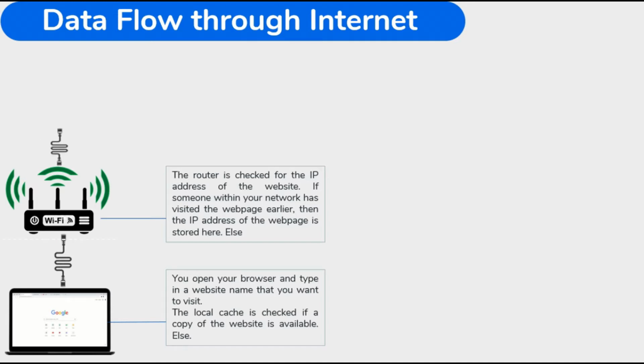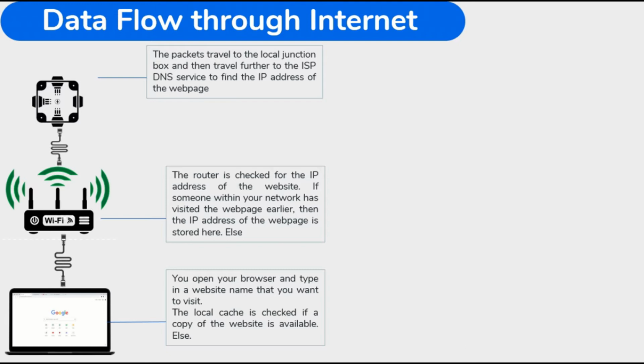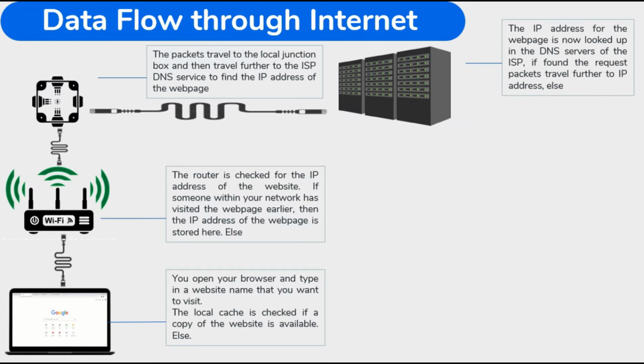Let's say nobody has accessed this within your network. All right. So now what happens is the Wi-Fi now goes through the junction box. There is always a junction box where so many other people within your network, let's say in your area, are served internet through your ISP. So typically we are going to the internet service provider through the junction box.